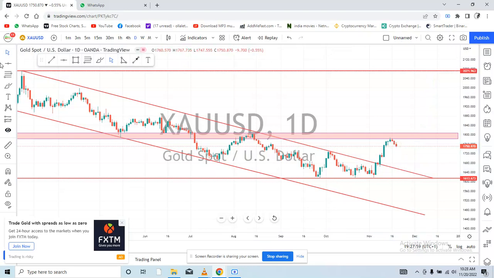So the price can do this kind of move, all the way from here, price is set down to this level.